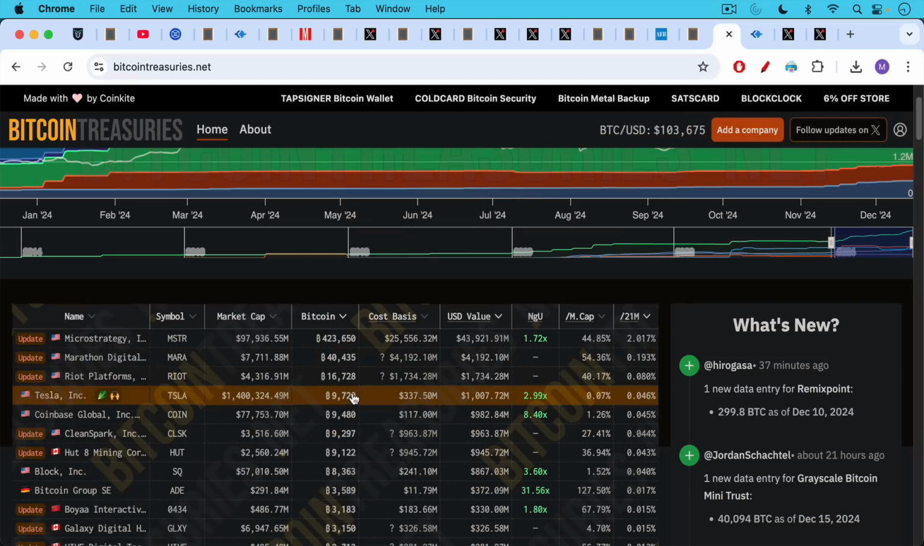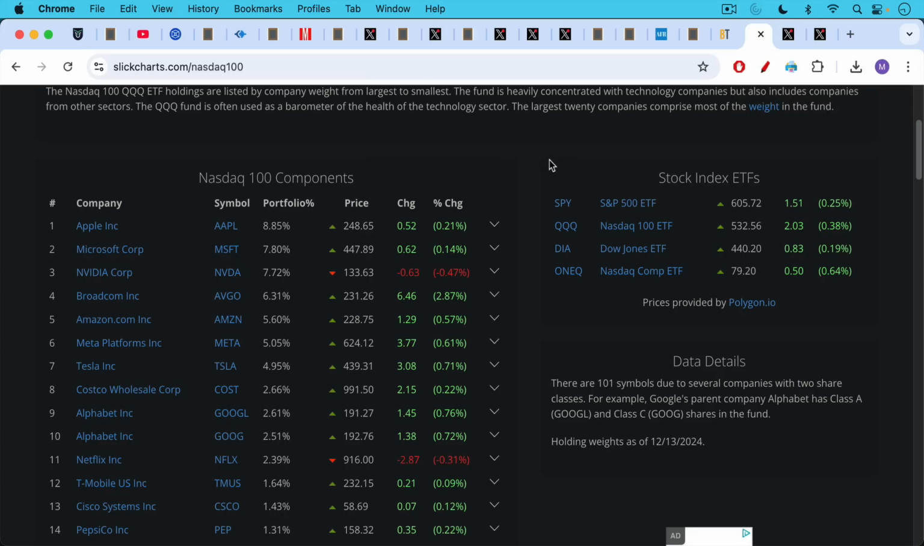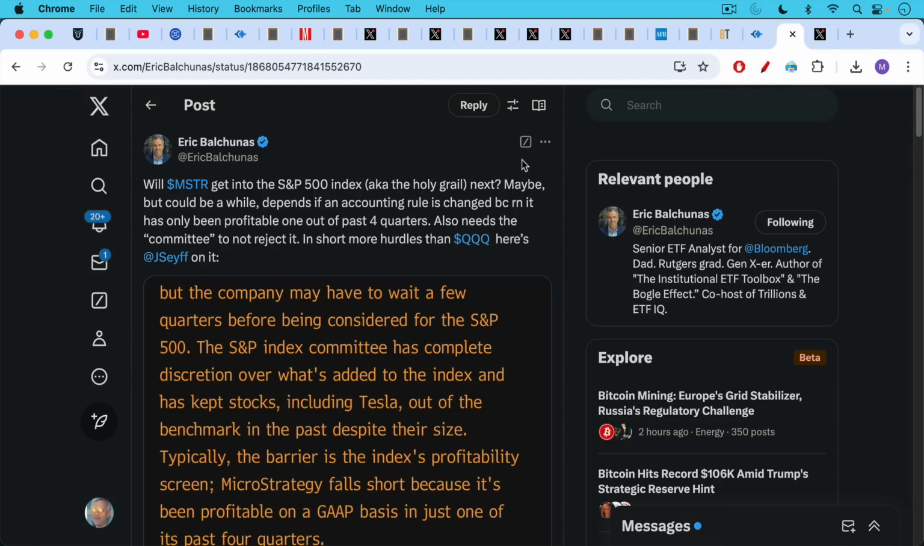We already have Tesla owning almost 10,000 Bitcoin, which is not a huge amount relative to its market cap, but this is another example of a QQQ company that does have some exposure to Bitcoin. Tesla is currently almost 5% of the index. So if they were to get their Bitcoin accumulation strategy restarted, then they would be contributing to this flywheel as well. And then, of course, the ultimate goal or the next step would be to have MicroStrategy included in the S&P 500, which is an even larger and more highly allocated index than the QQQs.